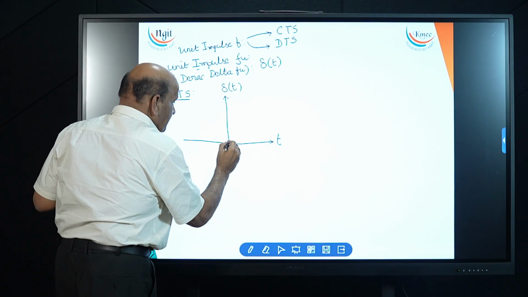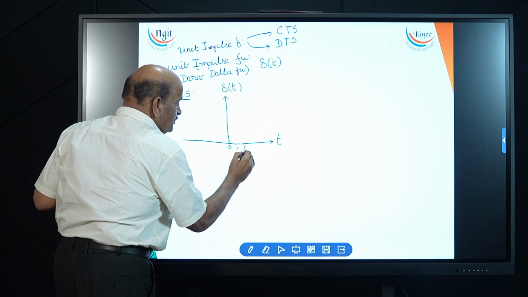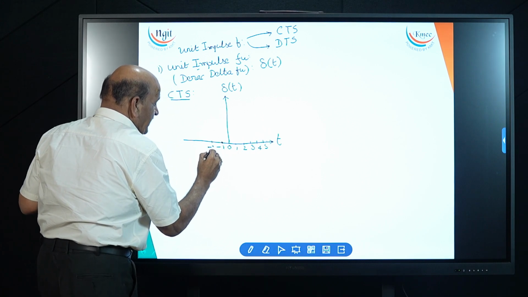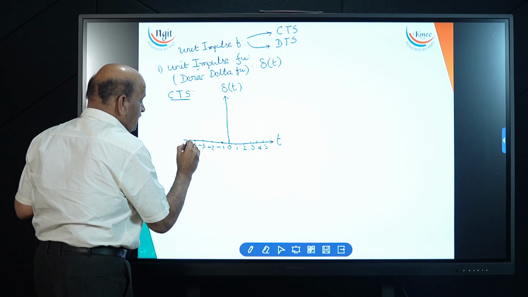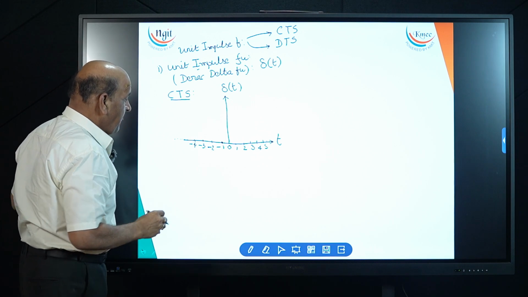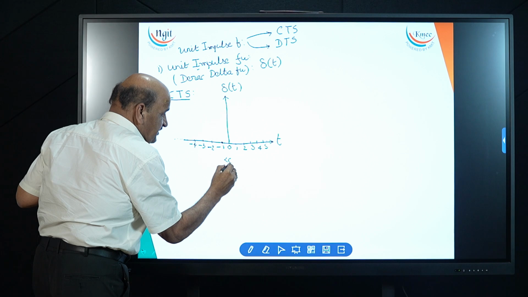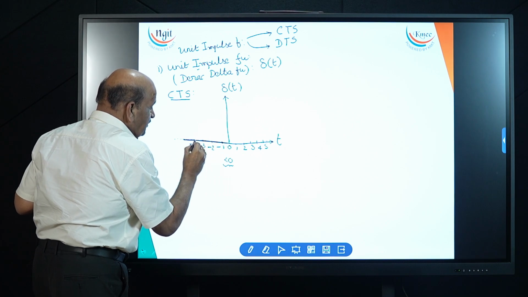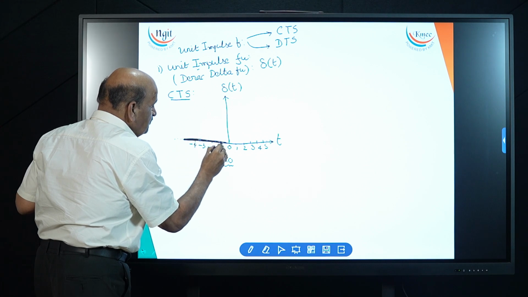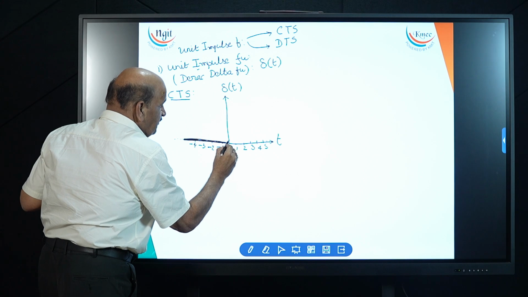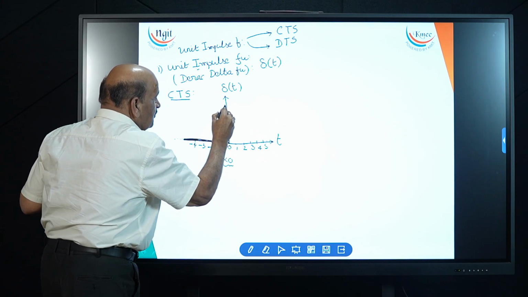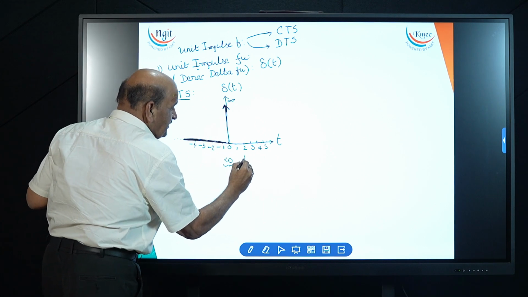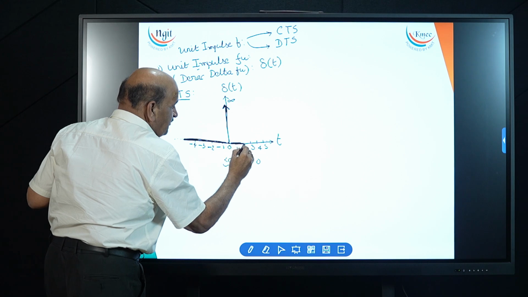Now on the time axis, this is 0, 1, 2, 3, 4, 5, etc. Here -1, -2, -3, -4, etc. Now just look at, for all the values less than 0, the output is 0. Look at the thick line. But whenever it reaches 0, suddenly it spikes to an infinite value. After t is greater than 0, again all its values are 0.